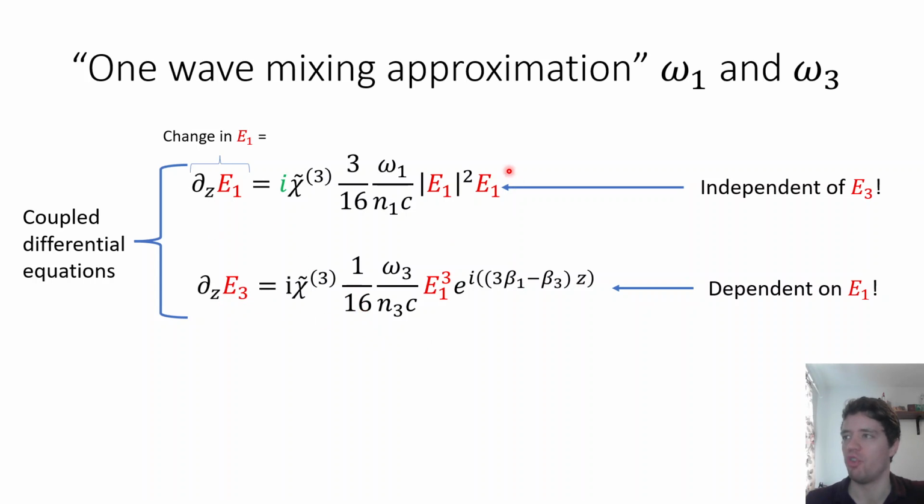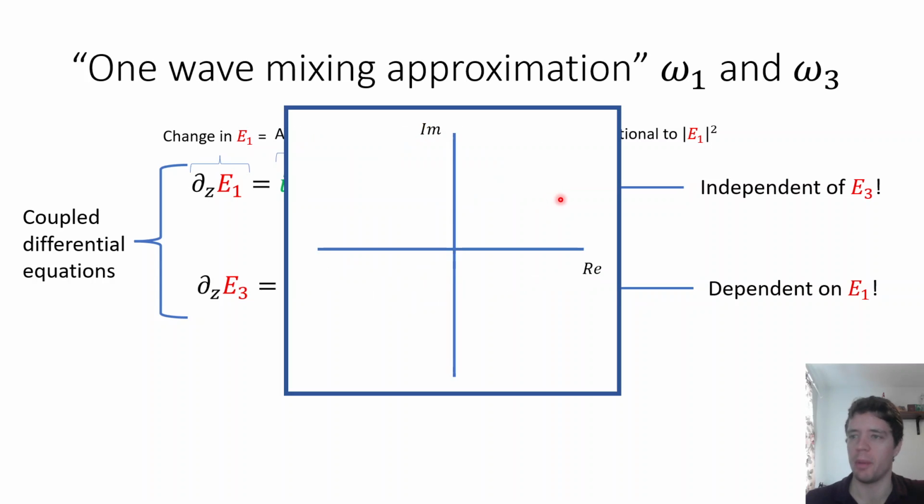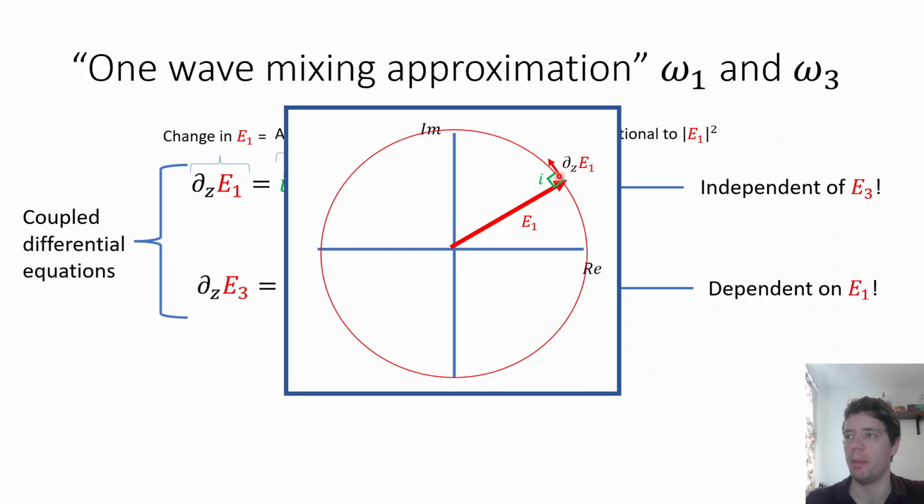Okay, so how do we actually solve this analytically? Well, the first one's actually fairly easy, because it basically says that the change in the complex number E1 is a 90-degree rotation of that number by an amount that happens to be proportional to the magnitude of E1. So again, if you think about this in the complex plane, if you have the complex number E1, then if you rotate that 90 degrees, that gives you the orientation and magnitude of the gradient. And if you keep taking very, very small steps that are always orthogonal like so, you can see this complex number is going to rotate around like so, but not actually change in magnitude.